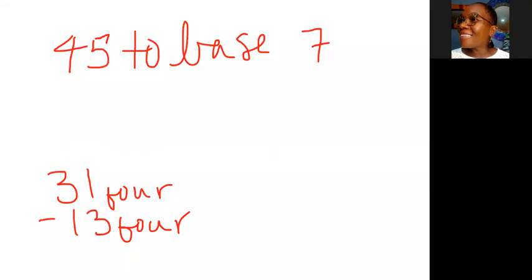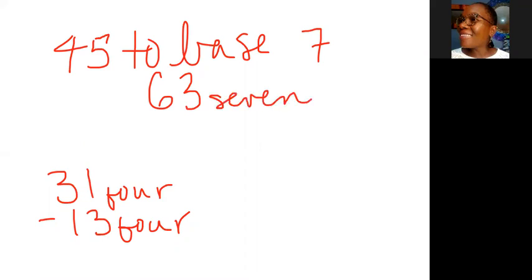Okay, so on the 45 to base 7, and it says to do it mentally, you don't have to. You can work it out, but you can do it mentally though. Here's how you do it. 7 goes into 45 how many times? Okay, 6 times. With what left over? 3. So this is the answer in base 7.